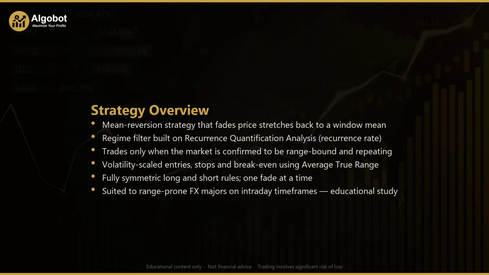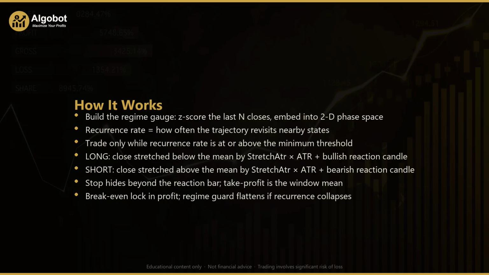The long and short rules are perfect mirrors of each other, and it only holds one fade at a time. It's designed with range-prone currency pairs in mind, such as Euro, US dollar, or Australian dollar, US dollar, on time frames like the 15-minute up to the hourly. Remember, this is an educational walkthrough of how the logic is built, not a recommendation. Let's walk through the mechanics step by step.